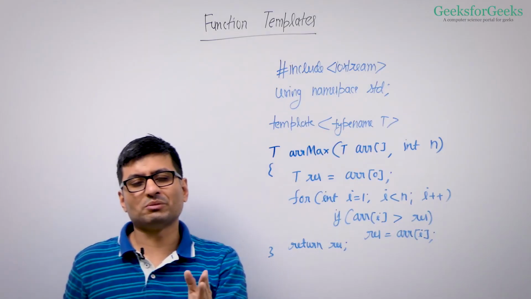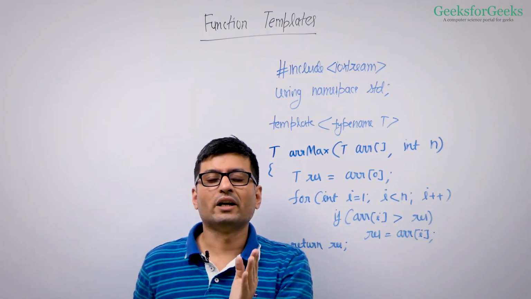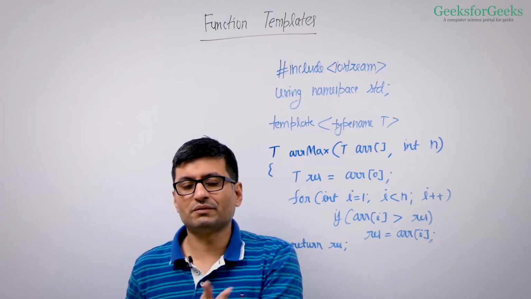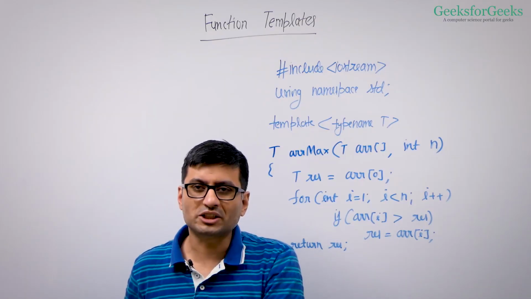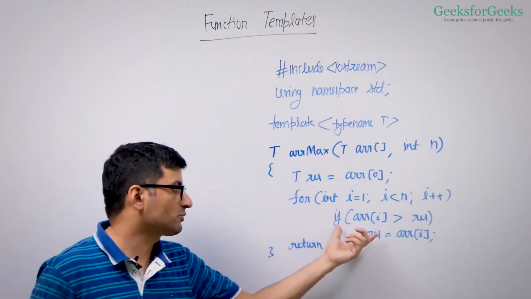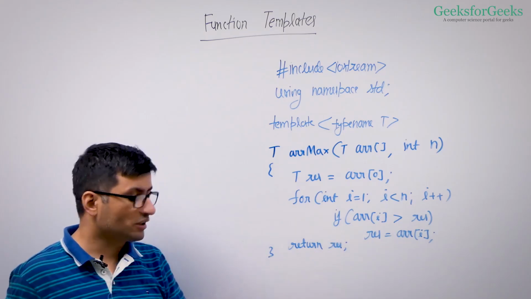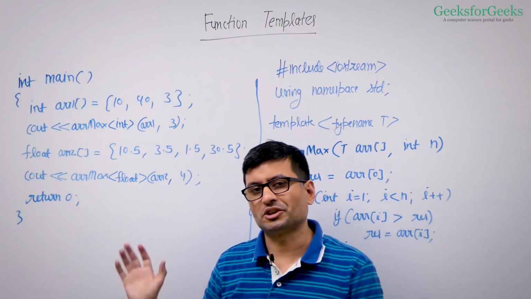We initialize the maximum as the first element of the array, and then we traverse through the remaining elements, and if we find elements greater than the current maximum, we update the maximum, right? That's what we do here. And finally we return the result. Here is an example use of this function.